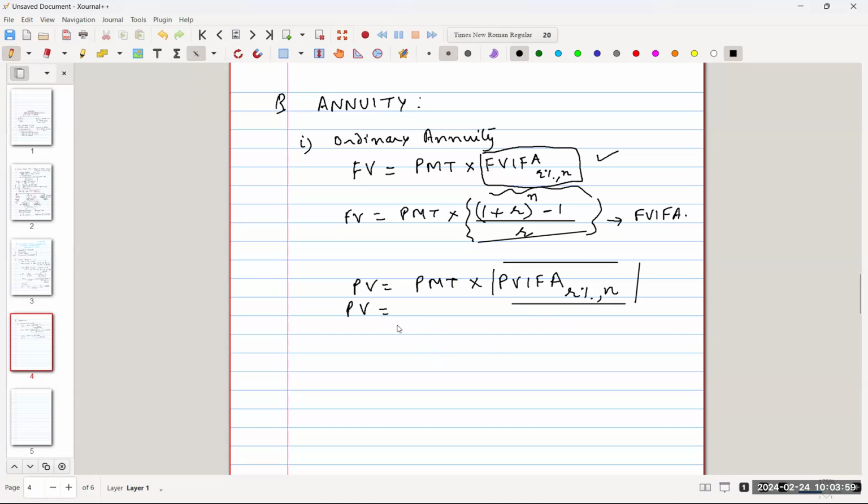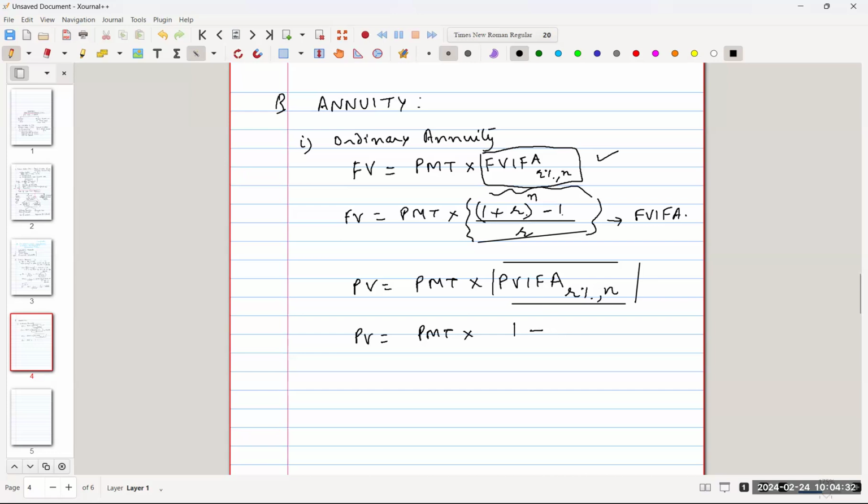which would be, let me give myself some space, which would be that PV will be equal to payment multiplied by, we will write the definition for PVIFA, which will be 1 minus. So you see, it's the reverse of what we wrote for FVIFA. In FVIFA, we subtracted 1 from something. Now it is from 1 that we are going to subtract something, 1 minus.